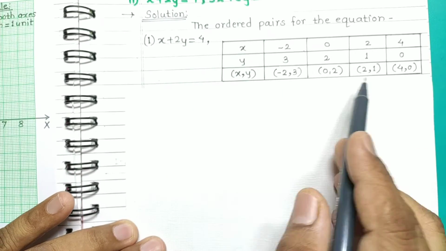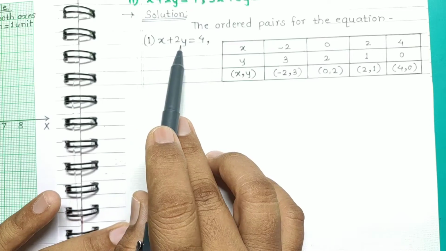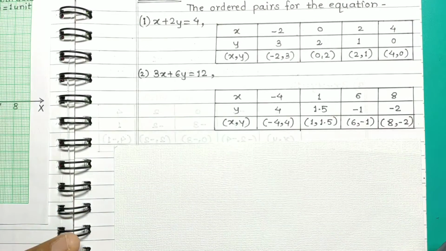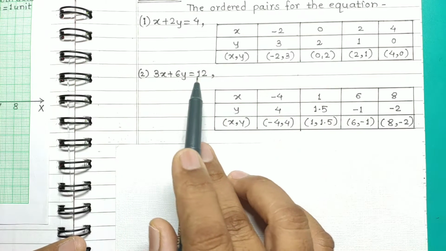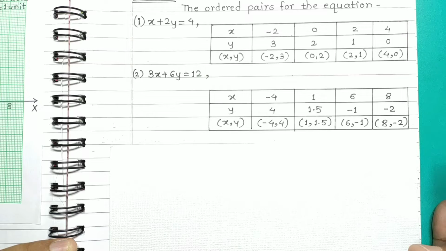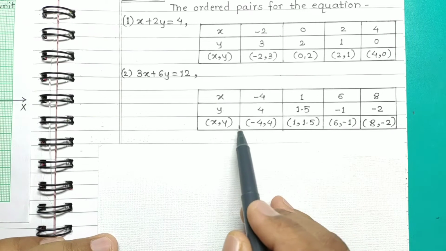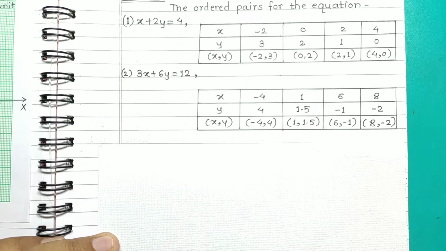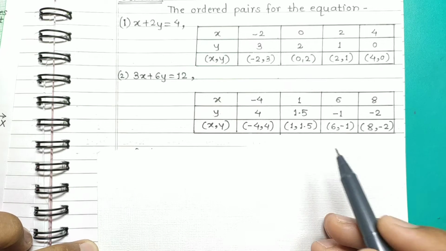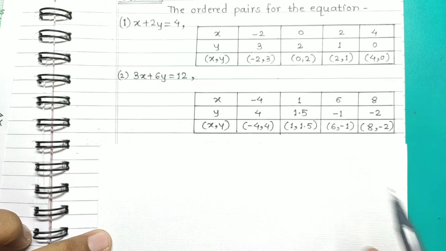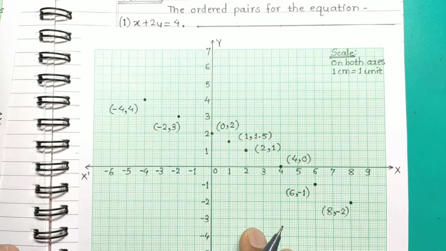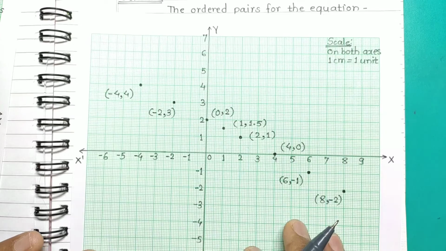These ordered pairs are for the equation x plus 2y is equal to 4. Then for the second equation, 3x plus 6y is equal to 12, we have these 4 ordered pairs. You try to find the ordered pairs on your own again. Okay, let's plot all these points on the graph paper, in the coordinate plane. Again I have plotted all the points here.